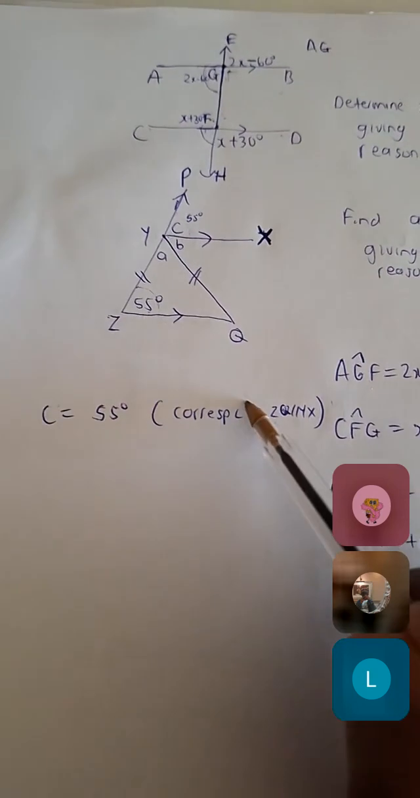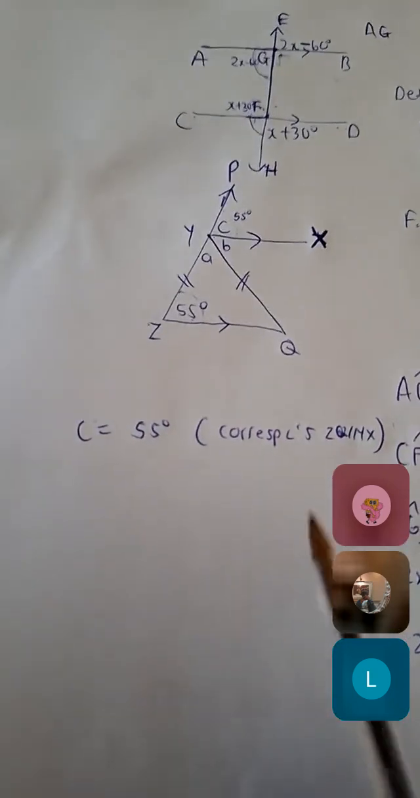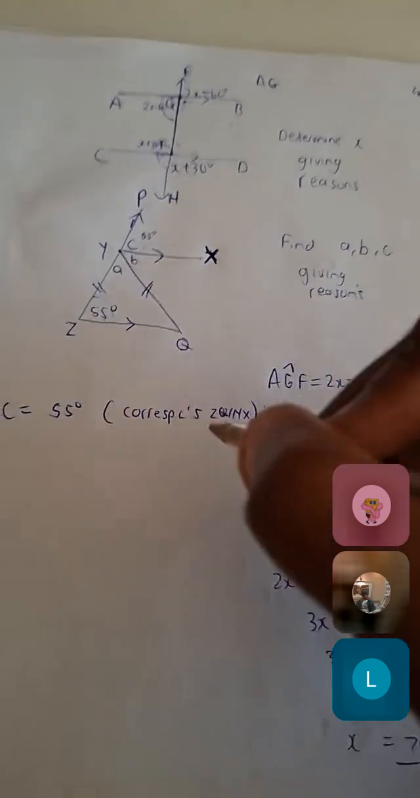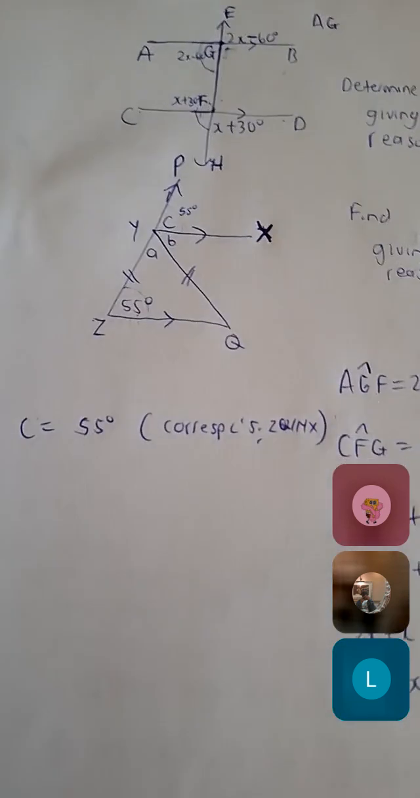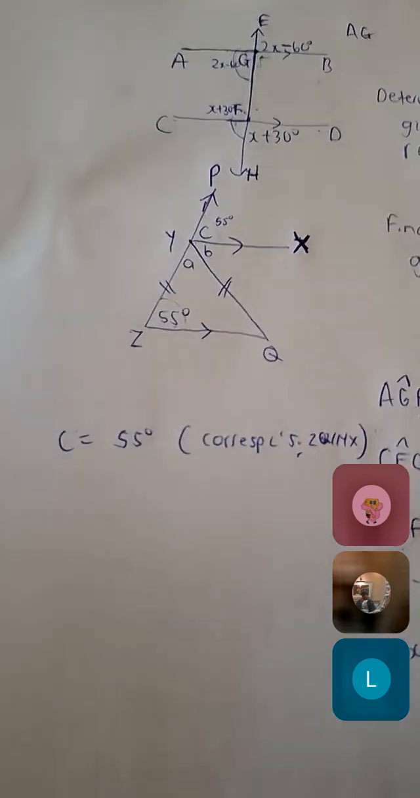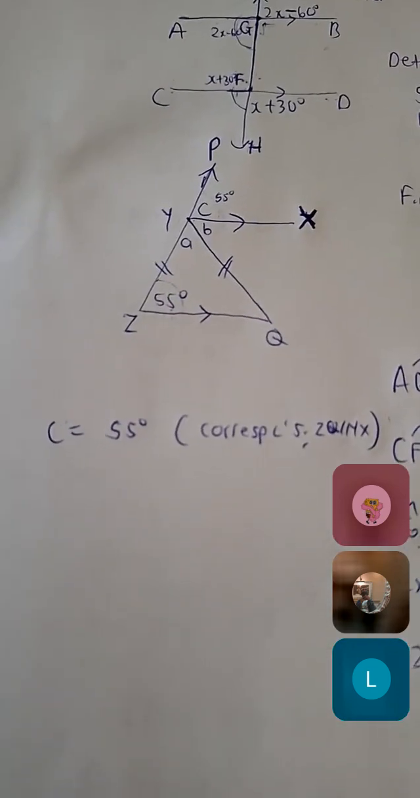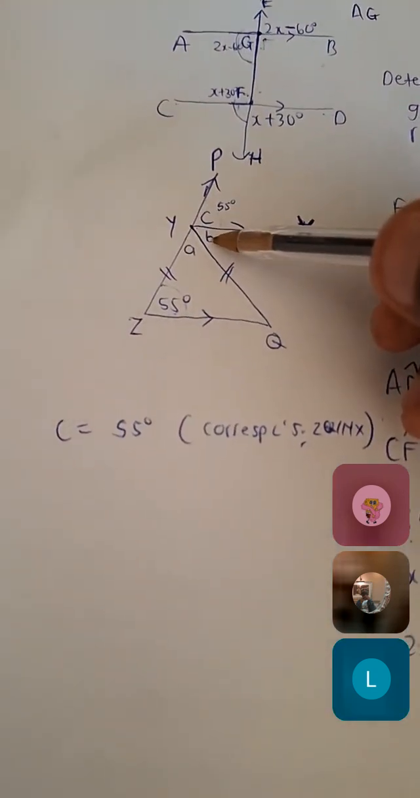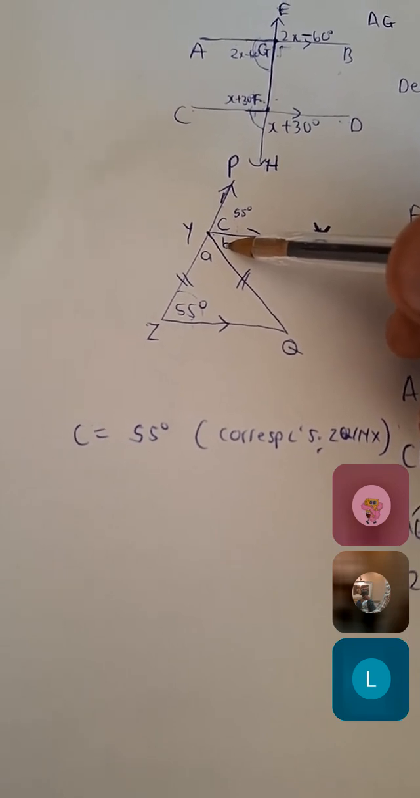One mark for the statement, one mark for your reason with your parallel lines, 100%. And you see, we use the acceptable reason, corresponding angles, and then we state the lines that are parallel: ZQ is parallel to YX, or YX is parallel to ZQ. Then you say B plus 55 equals 180. Angle B plus 55 equals 180.